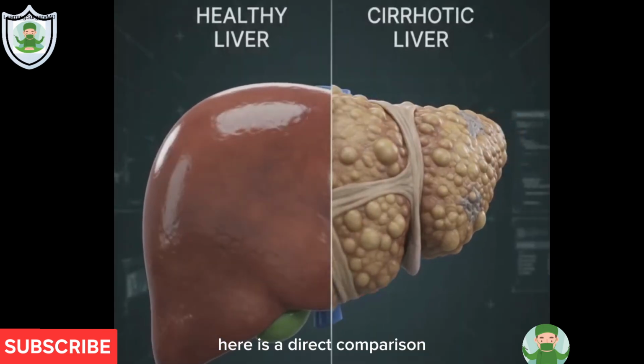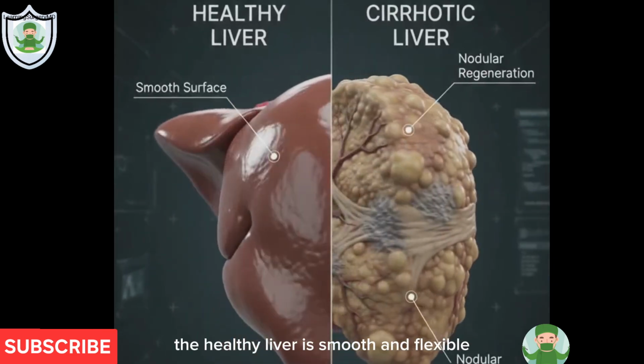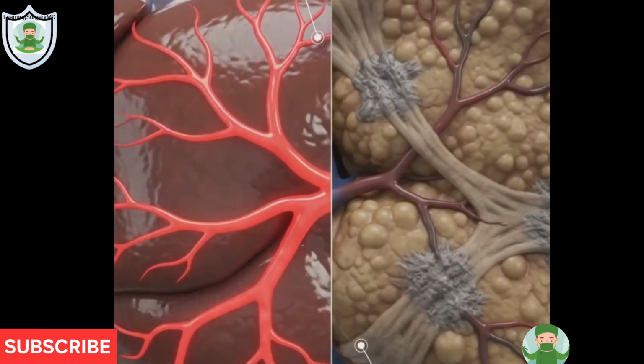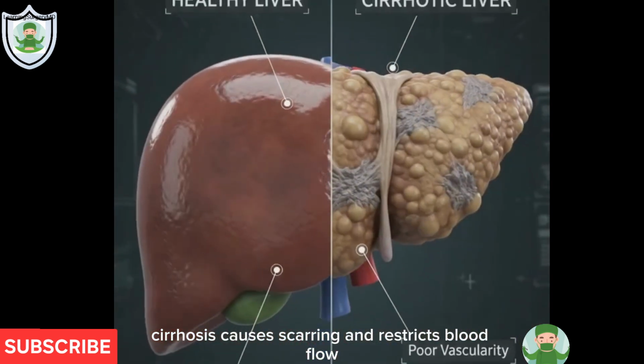Here is a direct comparison. The healthy liver is smooth and flexible. Cirrhosis causes scarring and restricts blood flow.